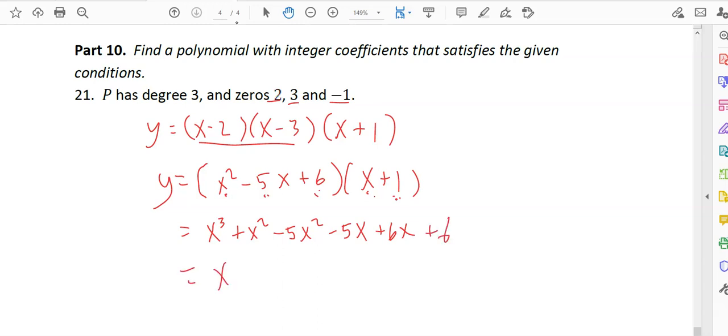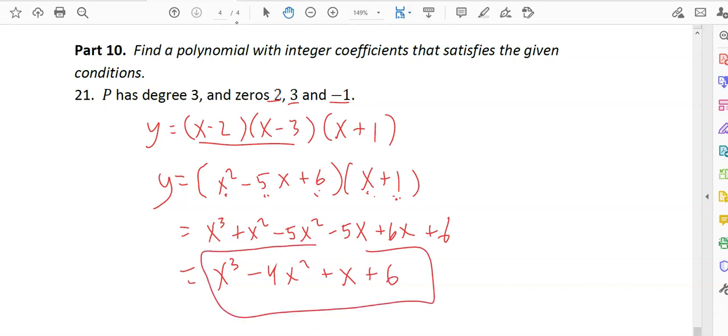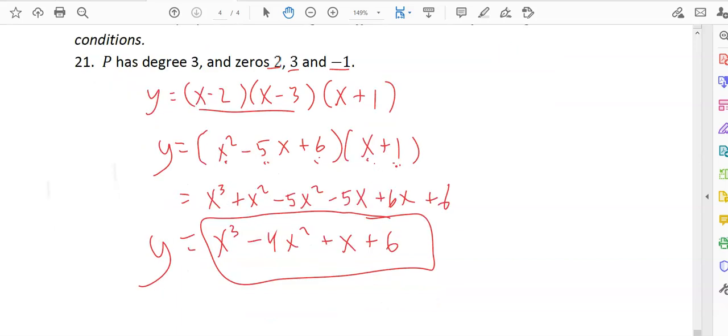See if this works. So x cubed minus 4x squared plus x plus 6 is what happens if we multiply that out. Well, I guess it's the whole function, right? It'd be y equals, don't forget, f of x or y equals something. And you've got it. That's the end of the review.